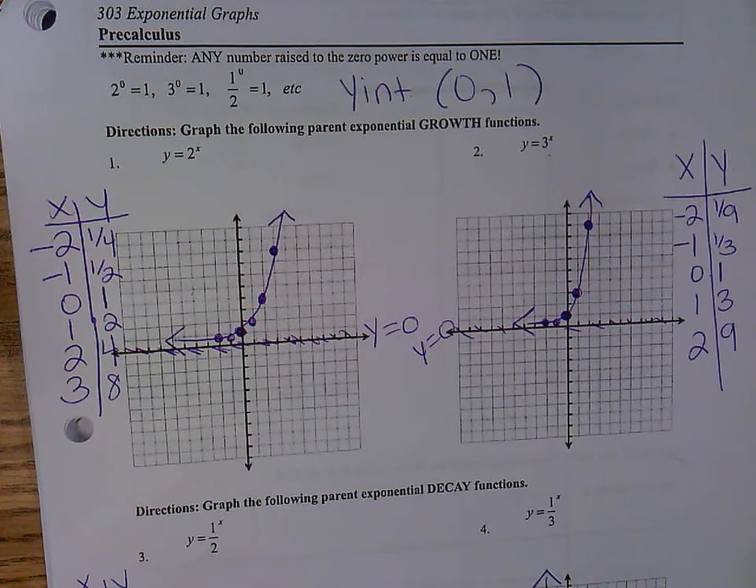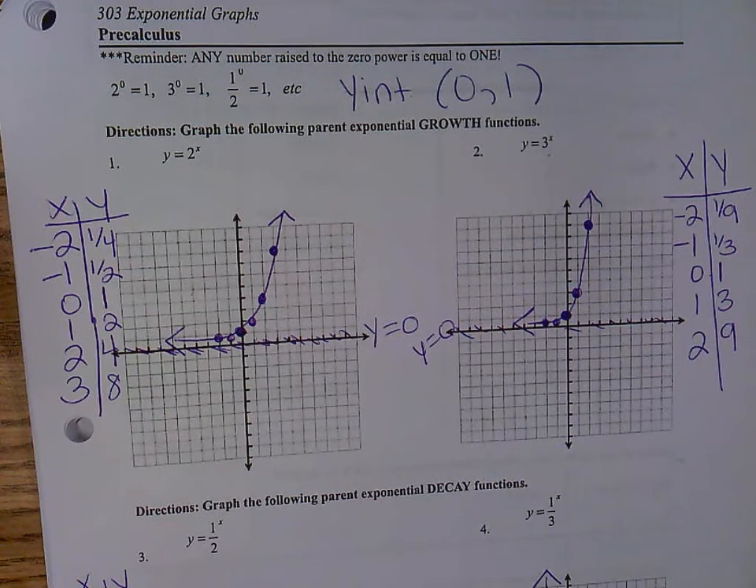No, it goes forever, right? Anything to the 0 power is 1. So I can go forever side to side, right? So the domain of an exponential function is all real numbers. What's the range of the function, though? I have this asymptote here, and then I've got everything above it, right? So your y values would have to be greater than 0 for your range.